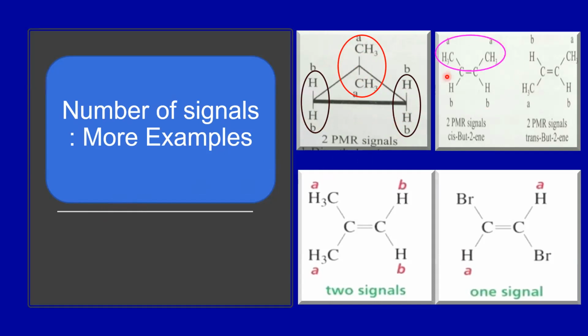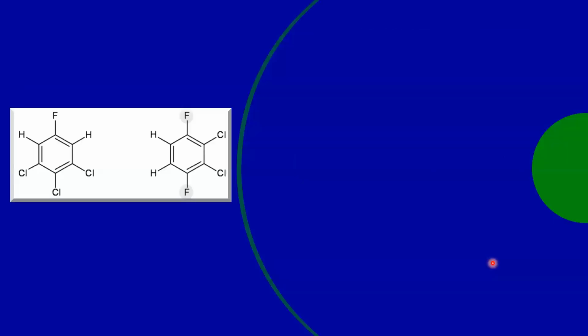Look at here. These methyl groups are in similar environment. So therefore 6 protons will give a single signal. These 2 protons will give another signal. So therefore butene will give you 2 PMR signals. Similarly, trans 2-butene. One signal for this, another signal for this. So look, one signal for these protons, another signal for these protons. So 2 signals. These 2 are in identical environment. So therefore, you will get a single signal.